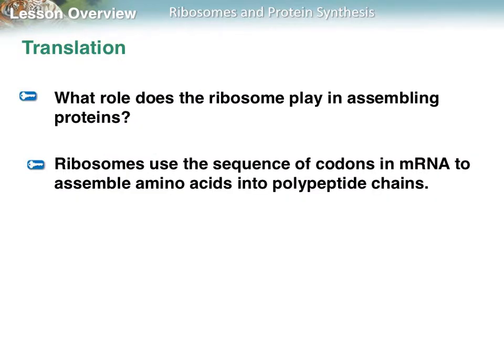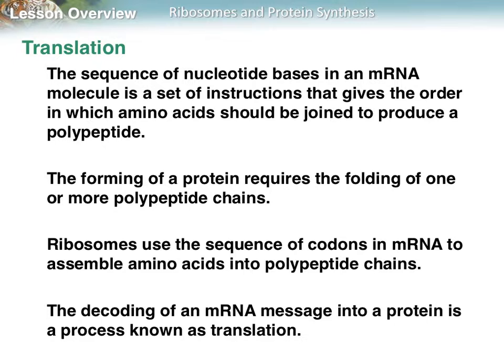So what do the ribosomes do in making proteins? Ribosomes read the sequence of codons in mRNA to then assemble the amino acids into polypeptide chains, which then end up making proteins. Remember, it is the sequence of bases in the mRNA molecule that are the instructions for the order of amino acids that are joined together to produce the polypeptide. And the forming of a protein requires the folding of one or more polypeptide chains. So once we make a polypeptide, then we can make the protein.